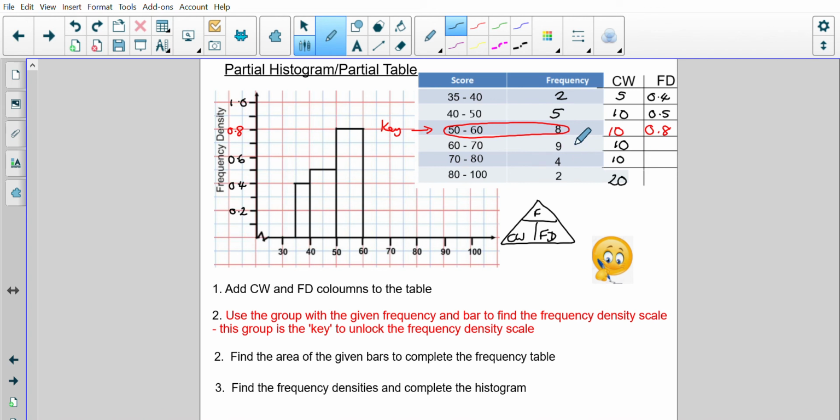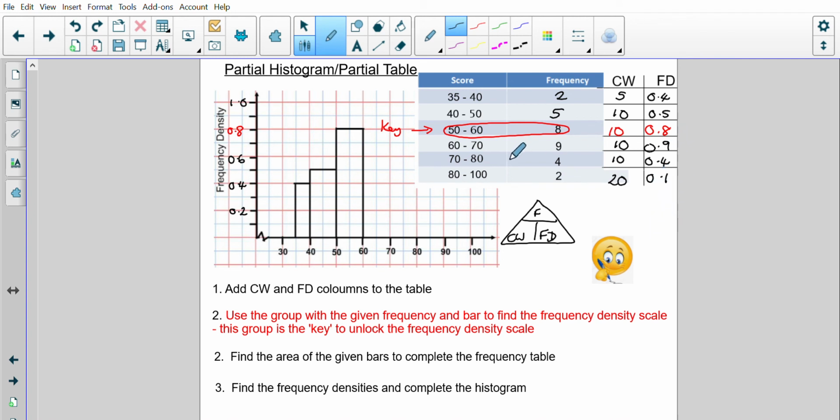Now for the last three rows of my table, I want to calculate the frequency density so I can draw in my bar to the right height. So looking at my histogram triangle again, I've got my frequency density is equal to frequency divided by class width. So 9 divided by 10 gives me 0.9. 4 divided by 10 gives me 0.4, and 2 divided by 20, well that's the same as 1/10, so that's 0.1.